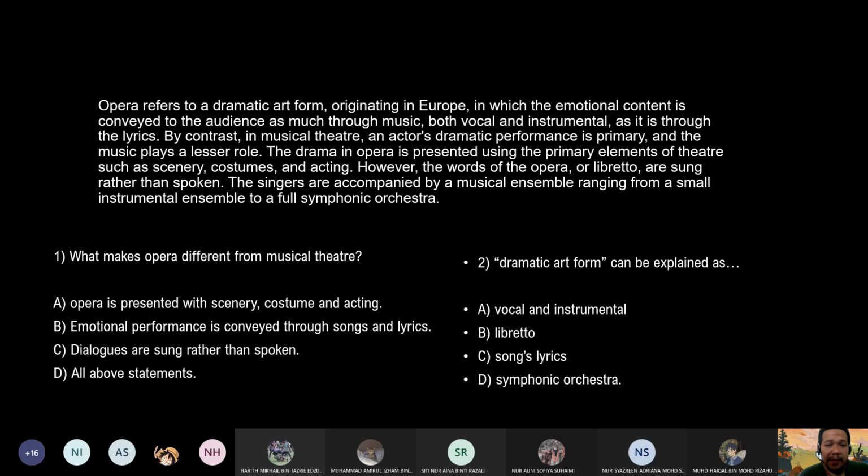Okay, some of you say B, some of you say C. Any other answers and your reasons? This is actually the best part in reading because there are many answers. I'm interested in what your friend said because of the word however. The words of opera, they define it as opera or libretto, then define it as sung rather than spoken. So that's why he said libretto. Libretto means you're singing, not spoken. Okay, could be B.